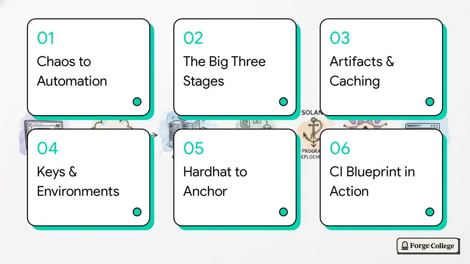Okay, let's dive into this master blueprint. Today we're going to cover chaos to automation, the big three stages, artifacts and caching, keys and environments, Hardhat to Anchor translations, and finally, the CI blueprint in action.